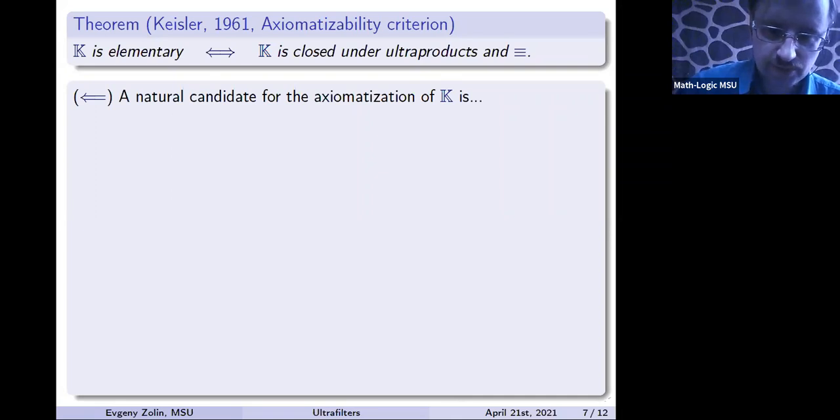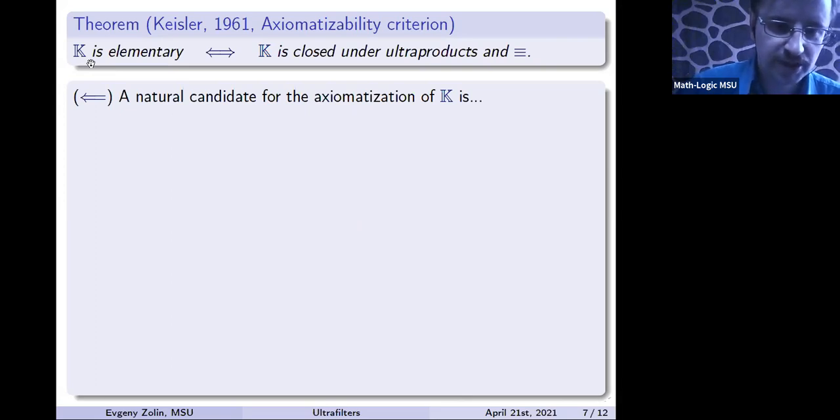On this slide, we have all details of the proof. It is quite a short proof, just on one slide, but I will only give some basic idea, and we will not go into details. So assume that the class is closed under ultraproducts and elementary equivalence. We want to show that we can define this class by some set of formulas gamma.